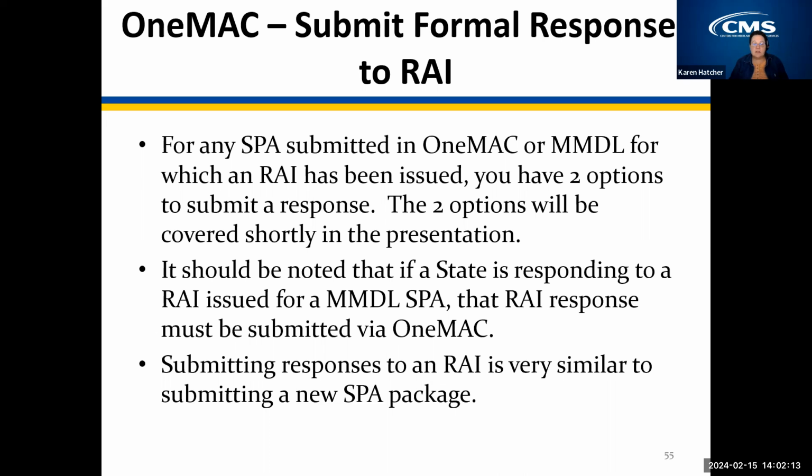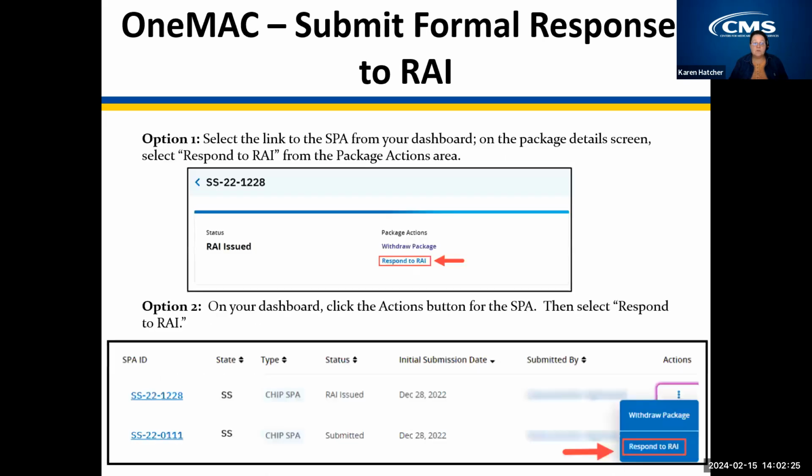Submitting RAI responses is very similar to submitting a new package. However, you will submit the RAI in the package that has already been created. There are 2 options for submitting formal RAIs. Option 1, for submitting a formal RAI response to CMS, is to select the link for the SPA from your dashboard. On the package details screen, select Respond to RAI from the Package Action section. The top box demonstrates this action.